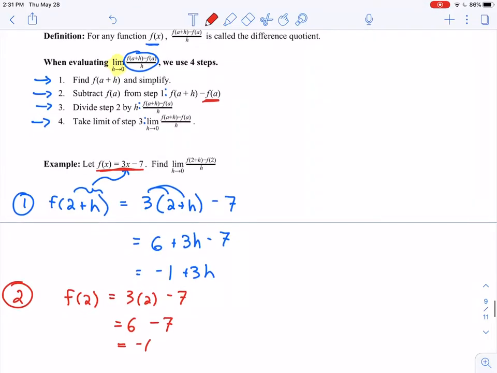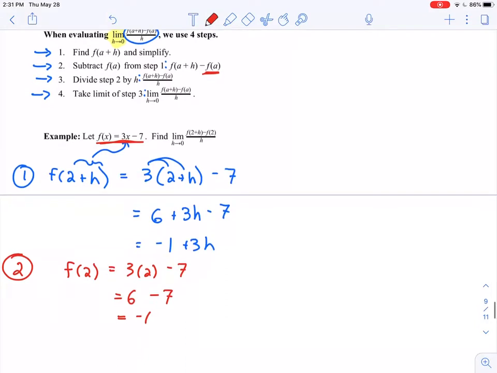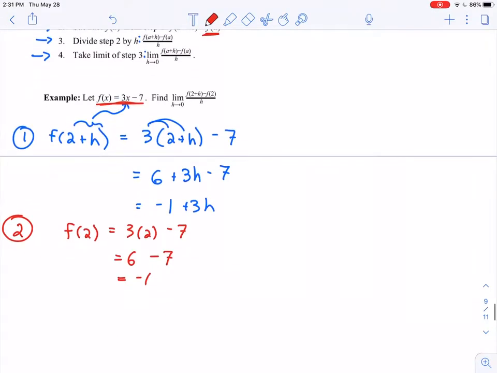So I want to end up with here f of a plus h minus f of a. So I always like to write out kind of what's happening in my difference quotient. So what I'll have here is f of 2 plus h minus f of 2. So f of 2 plus h, we found that in the last part right here. That's negative 1 plus 3h. So negative 1 plus 3h minus f of 2. Just be careful with your signs here. Minus, I really have a negative 1.